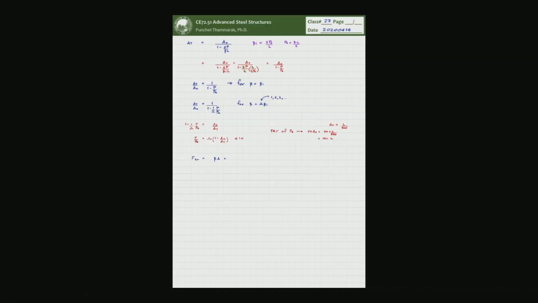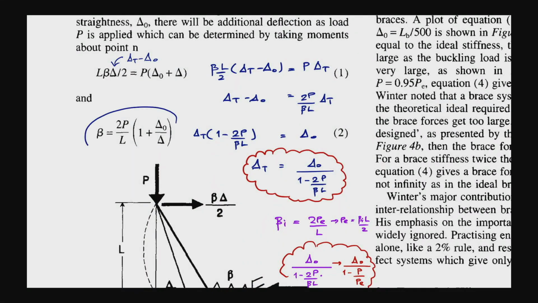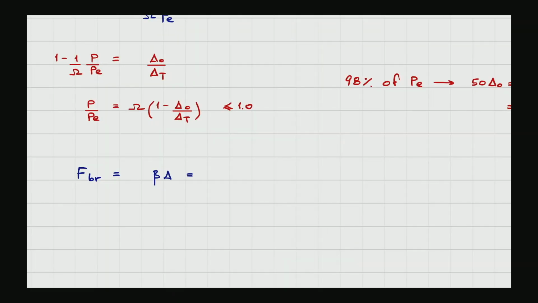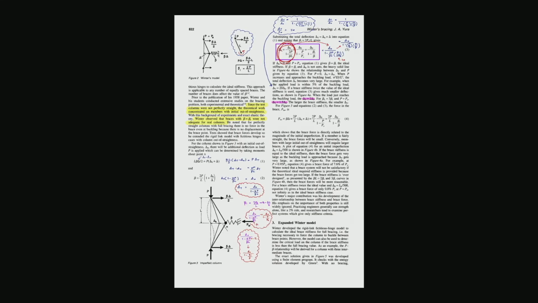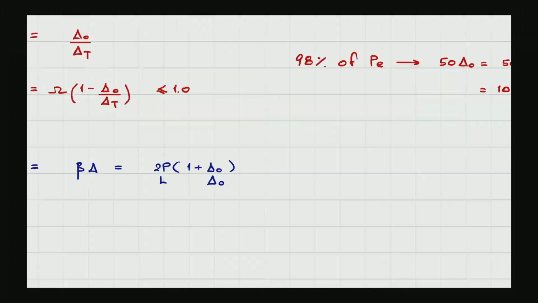It turns out to be from here. The beta is given by this one: 2p over L, and then 1 plus delta naught over delta. Am I right? 1 plus delta naught over delta. Okay, and the whole thing is multiplied by delta.